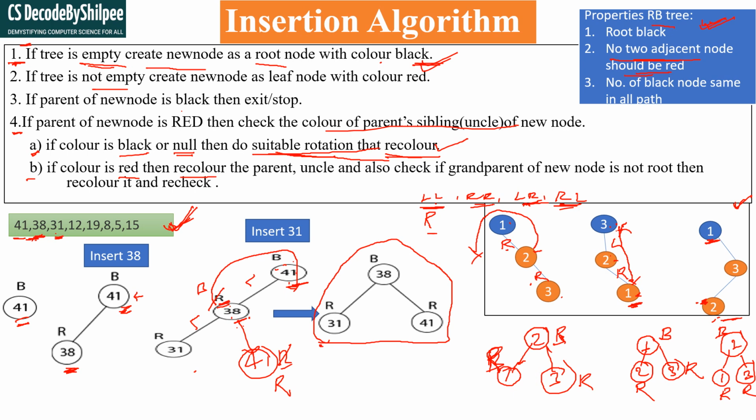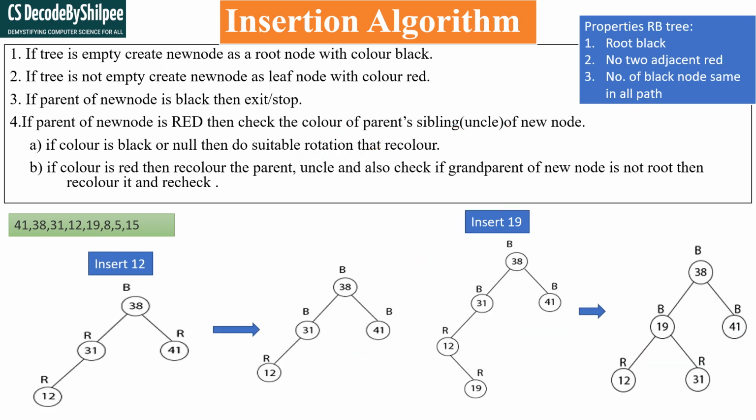Now we are going to insert the remaining elements. I have already inserted 41, 38 and 31. Now I am going to insert the remaining elements. If I'm going to insert 12, where is 12 going to be inserted? I will start checking from the root node. Is 12 less than 38 or greater than 38? 12 is less than 38, so come to the left part. Is 12 less than 31 or greater? Less than. So 12 becomes the left child of 31.